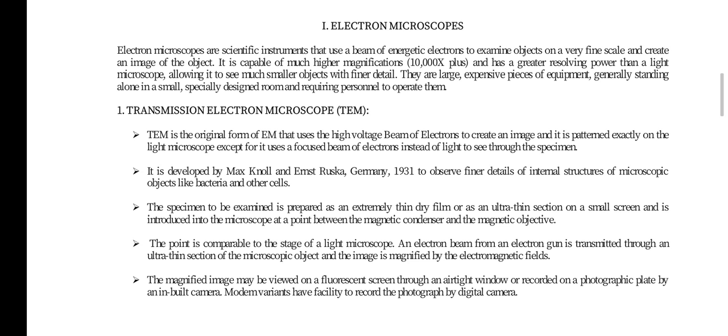Electron microscopes are scientific instruments that use a beam of energetic electrons to examine objects on a very fine scale and create an image of the object. It is capable of much higher magnification, that is 10,000 plus, and a greater resolving power than a light microscope, allowing it to see much smaller objects with finer detail.